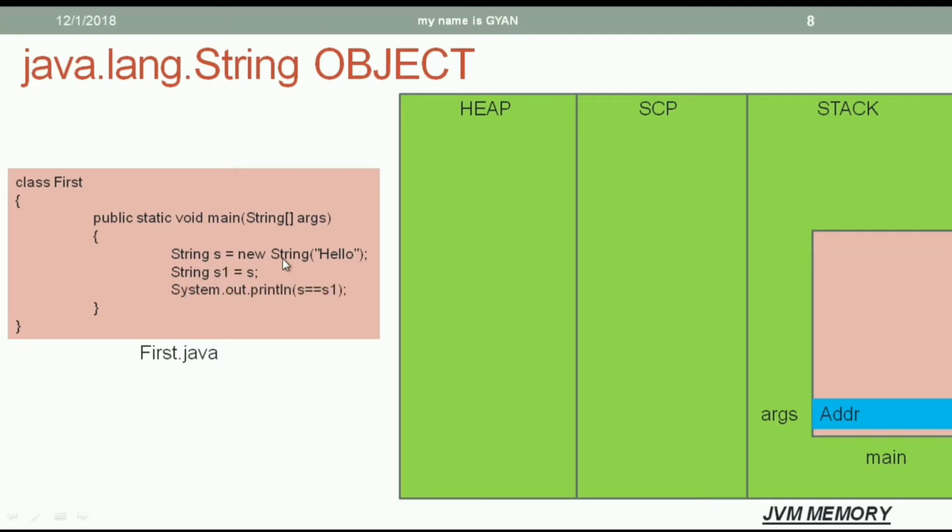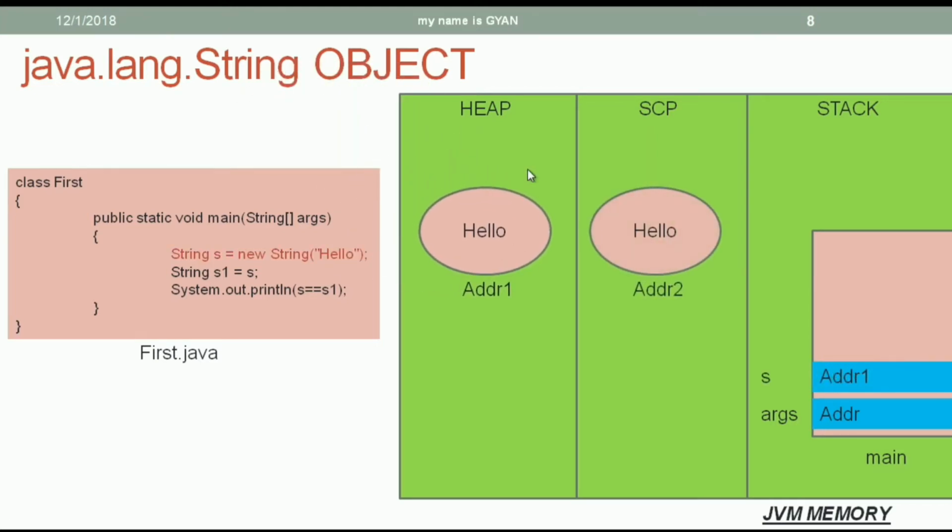In this case we are creating a new object of type string by using the new operator. That's how again two objects will be created, one in the heap because of this new operator and the other one in the SCP because of this string literal. But the reference of the object which is present in the heap will be stored into the reference variable s.